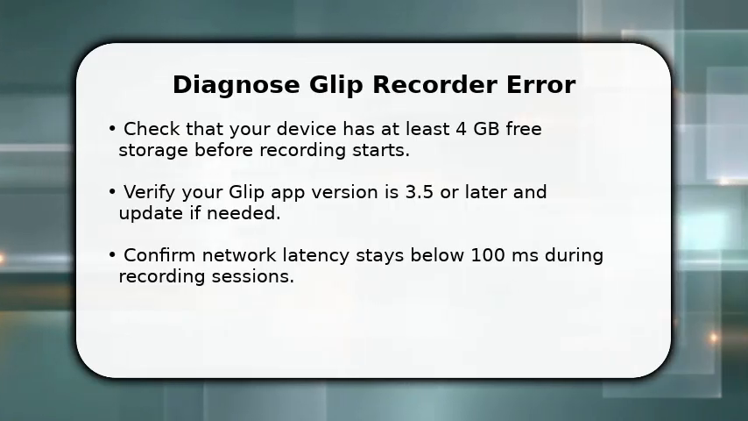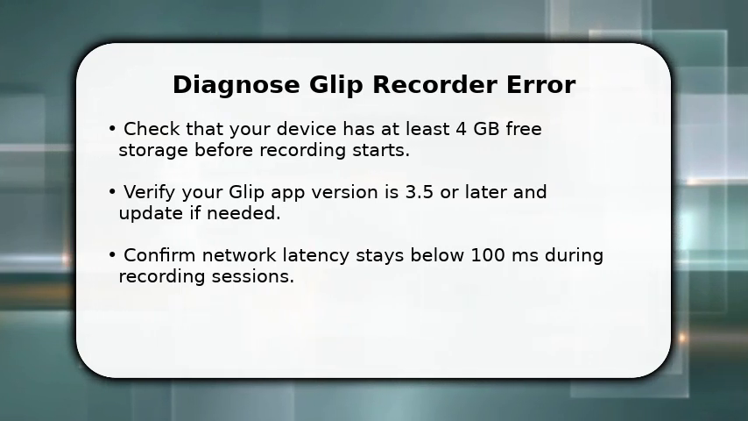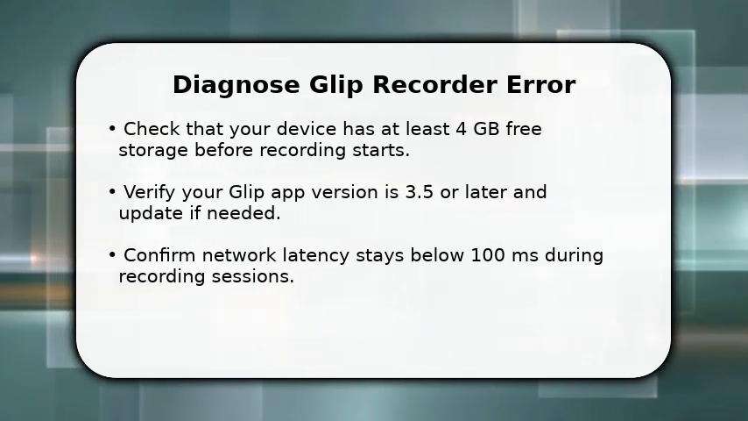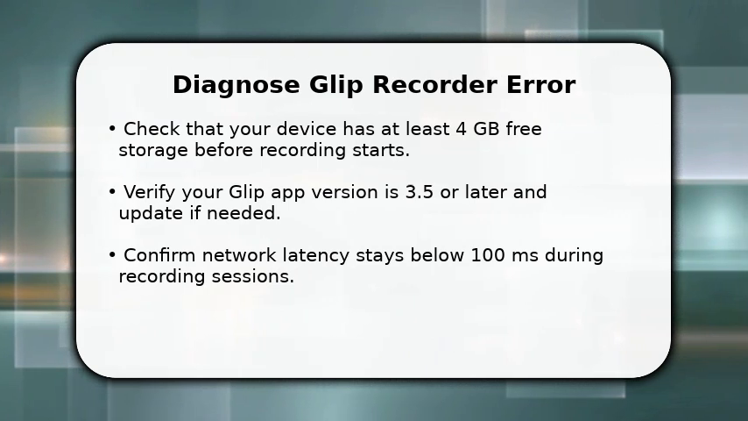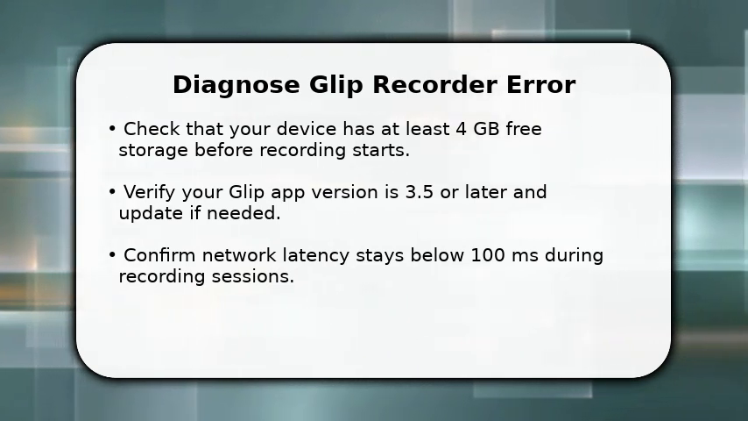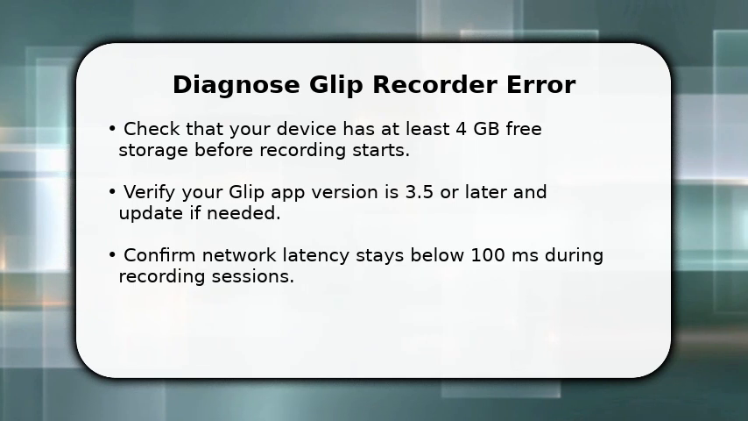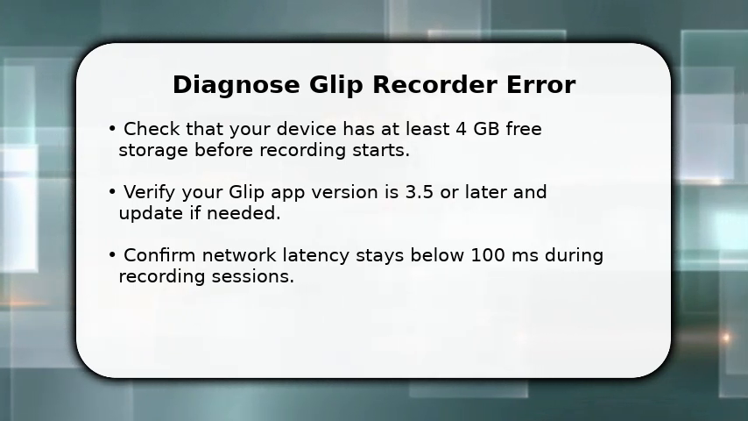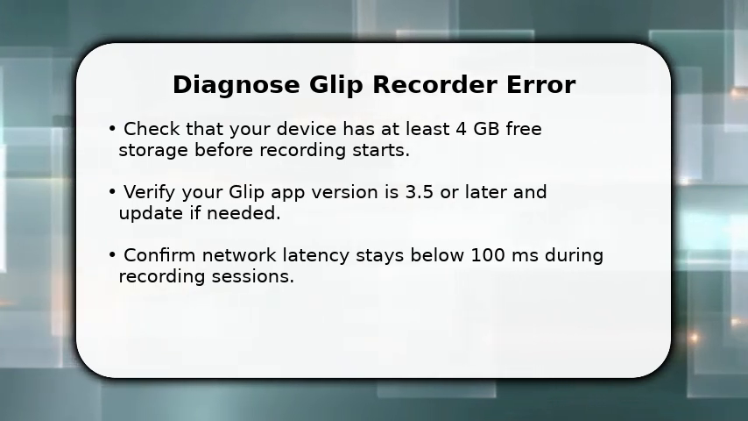Start by verifying basic system status on your device. Check that your device has at least 4 GB free storage before recording starts. Next, confirm the Glip app version number is 3.5 or later. Update the app if it is older than 3.5 to avoid compatibility issues.